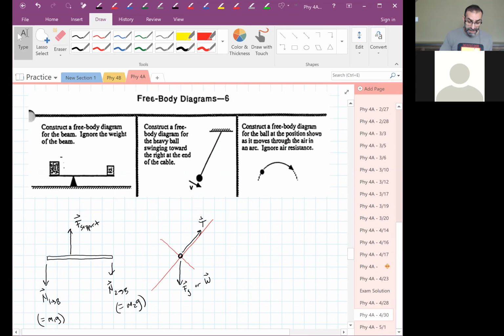Okay, and then we've got this ball in midair, flying through the air. Ignore air resistance.